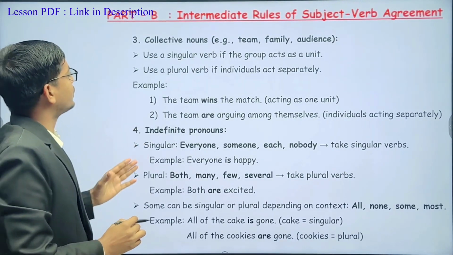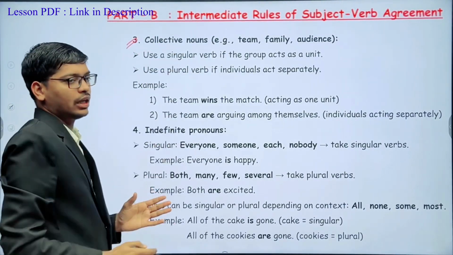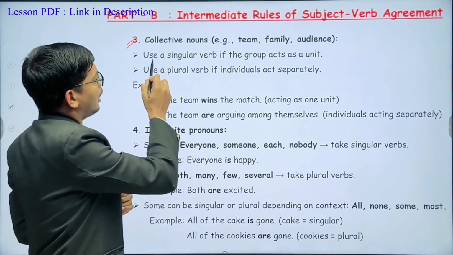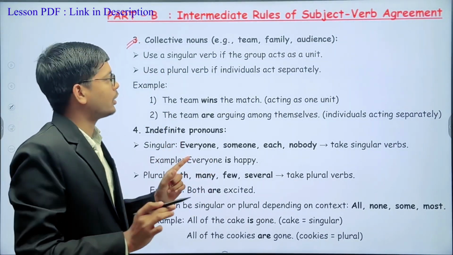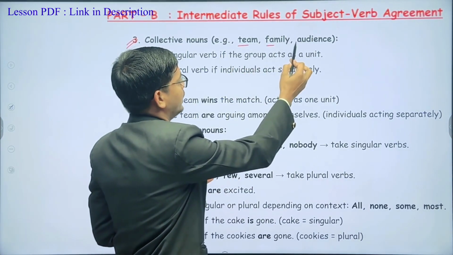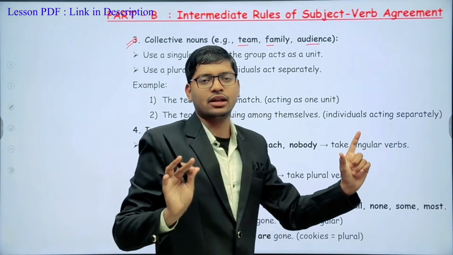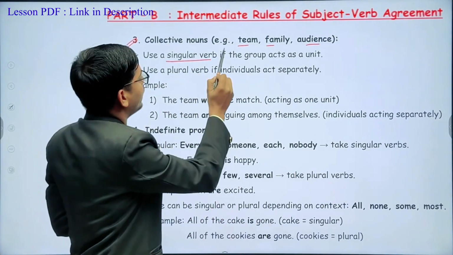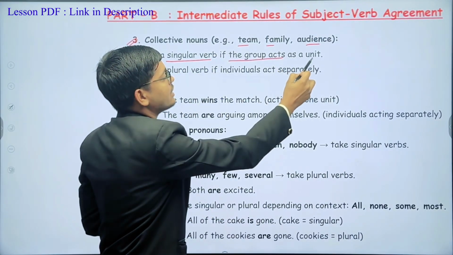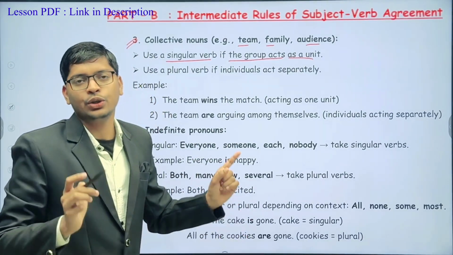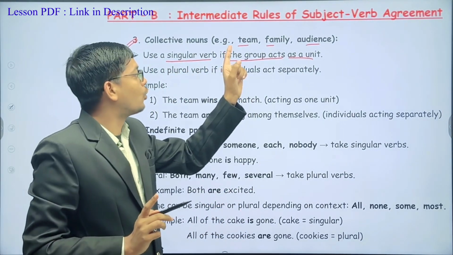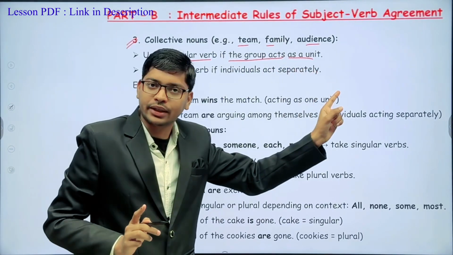Next, the third rule here in our part B: collective nouns. Collective nouns like team, family, audience. These are collective nouns. Use a singular verb if the group acts as a unit.